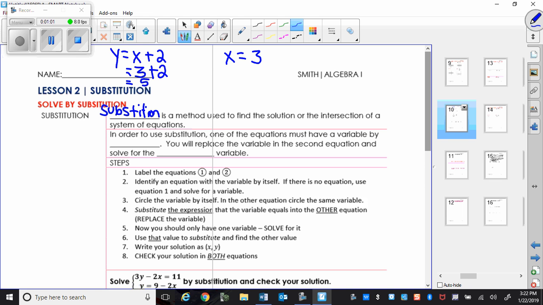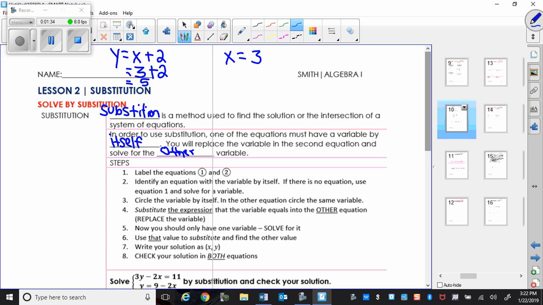In order to use substitution, one of the equations must have a variable by itself. And you will replace the variable in the second equation and solve for the other variable. So if you've done this in class with me already, you're smooth sailing. You're just doing a review, which is where you should be at. So the first thing we did, we went through the steps and we did the problem.